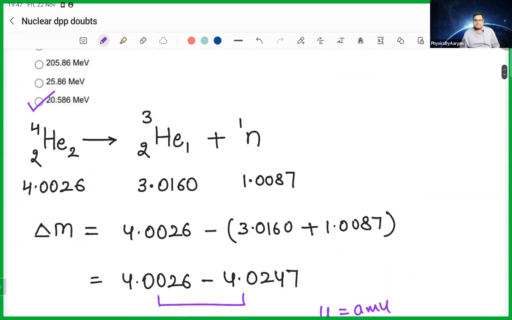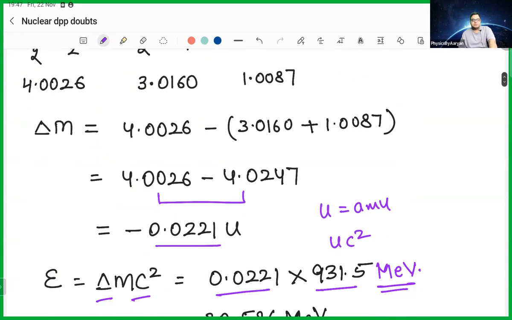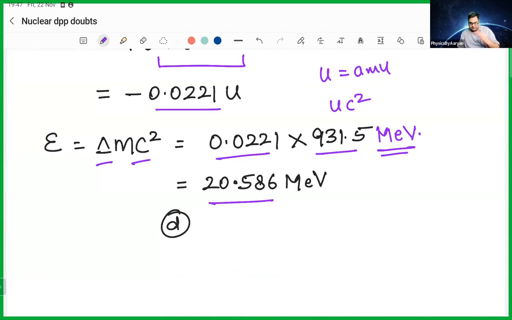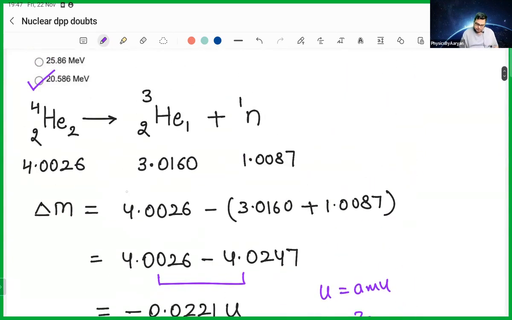Does anyone have any conceptual or calculation doubt in this? Yes, please. Is it clear to all? Why did this happen? What happens is, this is the mass of the reactants.